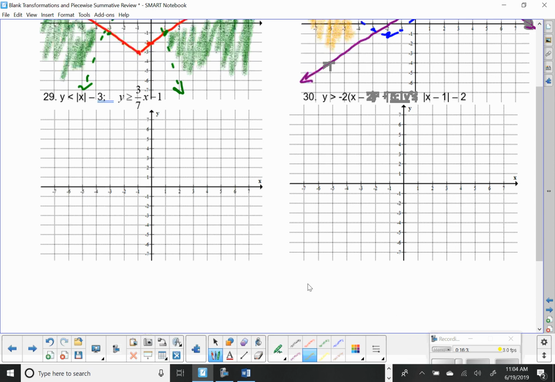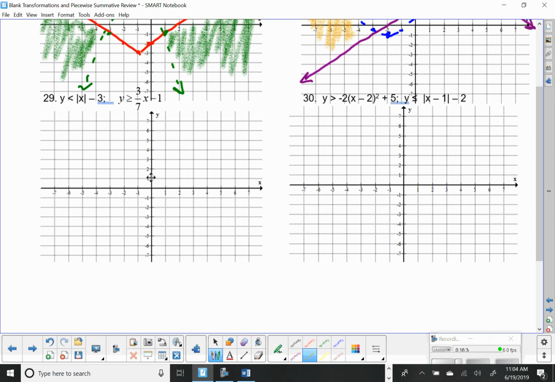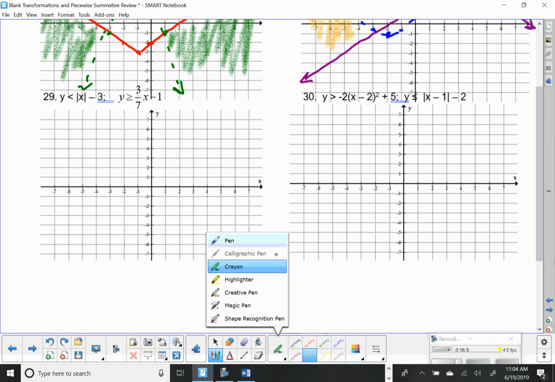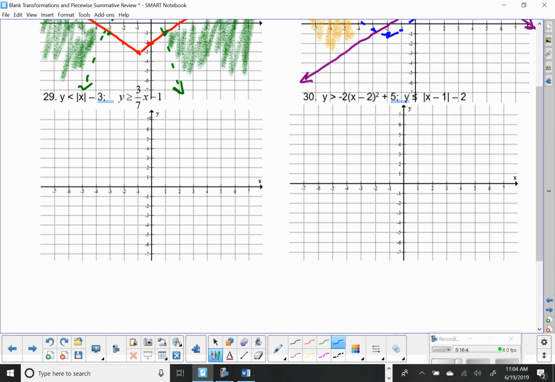The next two. All right, let's see here. Okay, we've got an absolute value that just went down 3. So down 3, and then absolute value is pretty easy. Right 1, up 1, right 2, up 2. And it should be dashed. I'll dash this side. I'll come back and just make erasers on the other one.